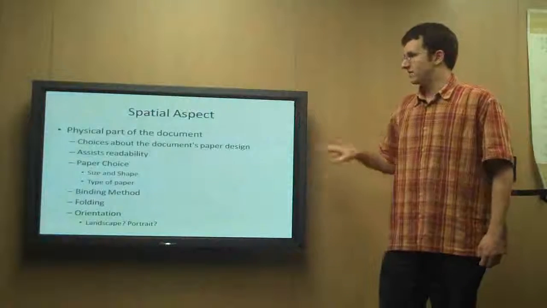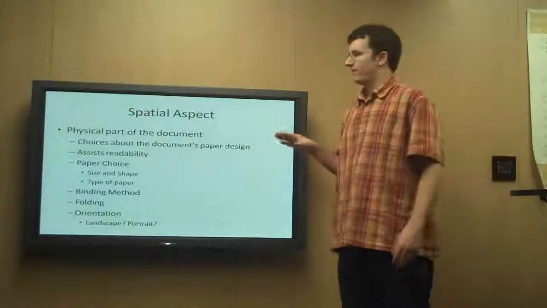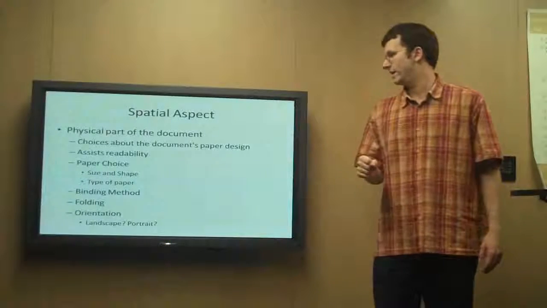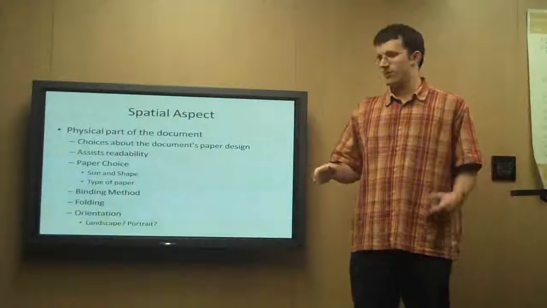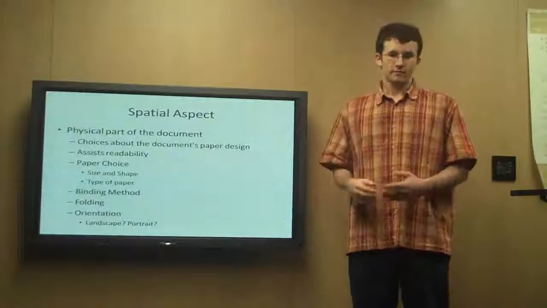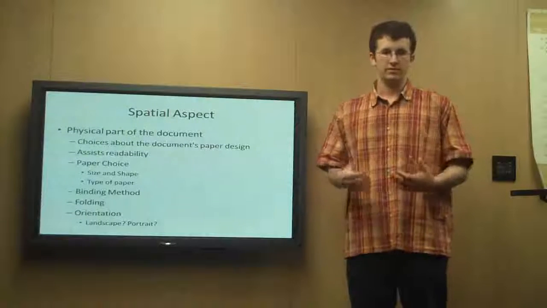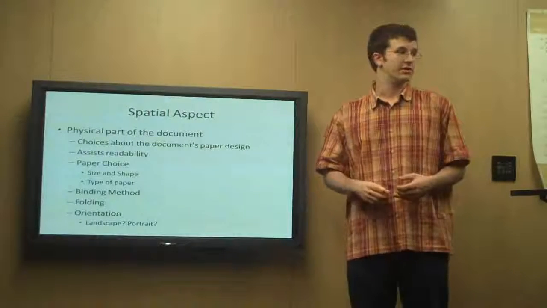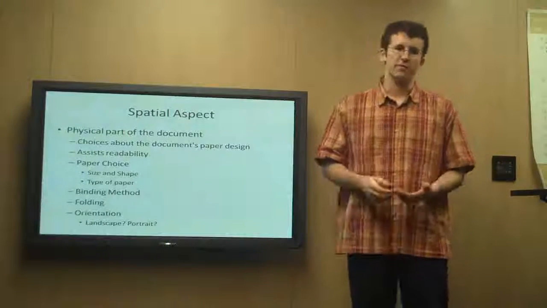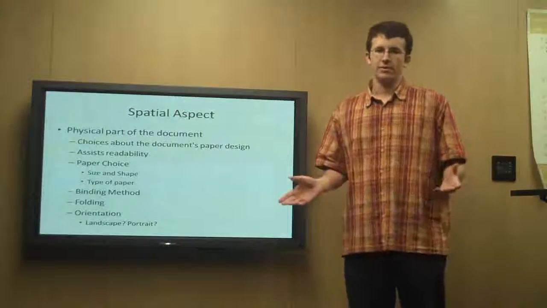The next aspect is the spatial aspect. This is more the actual physical part of the document. It's the physical design used for navigation purposes. These choices are about the document's design, and they're meant to assist readability. It's a whole bunch of different decisions when you're actually constructing your document, such as paper choice, the size and shape, as well as the type of paper. There are a lot of different paper choices that you're able to make.